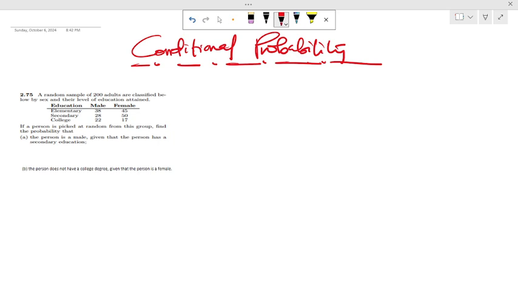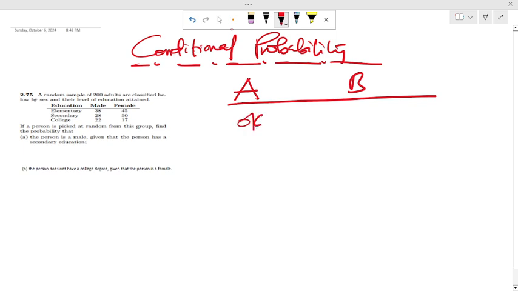Now I'm going to define what conditional probability is. Suppose we have two events A and B. Conditional probability is basically this. We will be asked to find the probability of an event A given that an event B has occurred. What do I mean by this in plain English? Say we have a town. Let me call the town Okonkwo community.